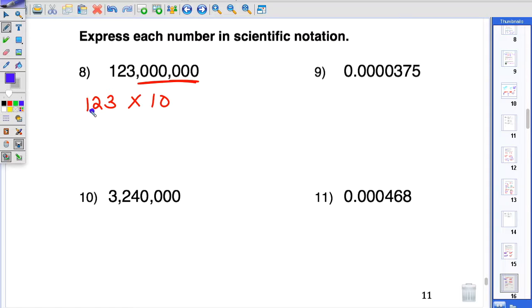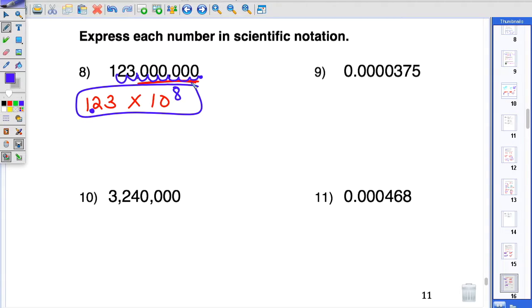So the 1 falls between 0 and 10. Now we count up where our decimal point was at the end to see how many places we go till it falls behind the 1. 1, 2, 3, 4, 5, 6, 7, 8. So our final answer is 1.23 times 10 to the 8th power.